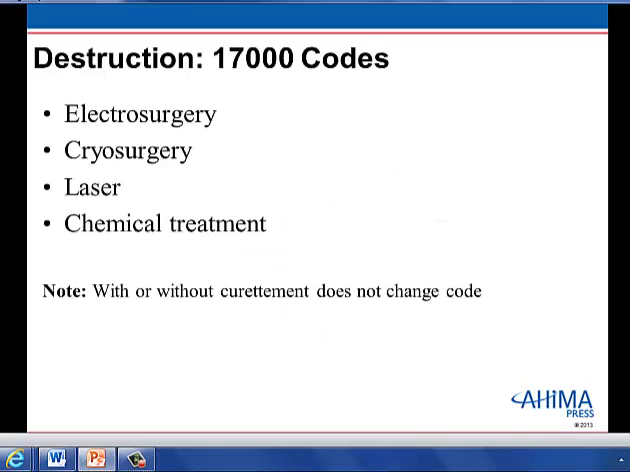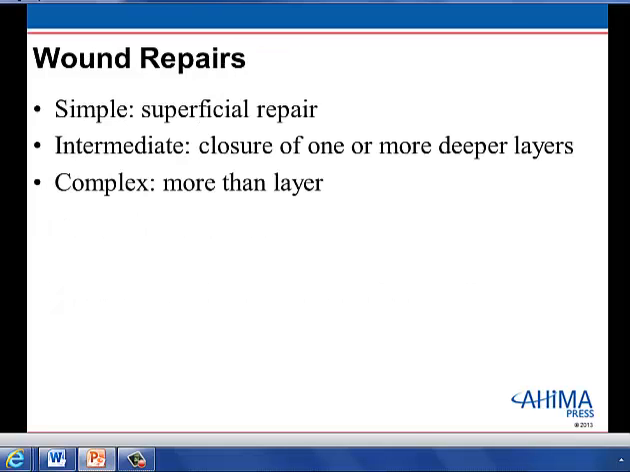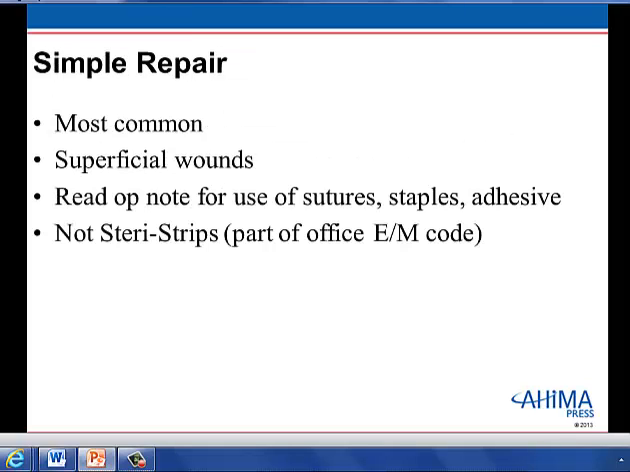Destruction of a lesion by laser, chemical, cryosurgery, and electrosurgery are located in the 17000 series of codes. Wound repairs are categorized as simple, intermediate, and complex. Simple repairs are the most common and are for superficial wounds.